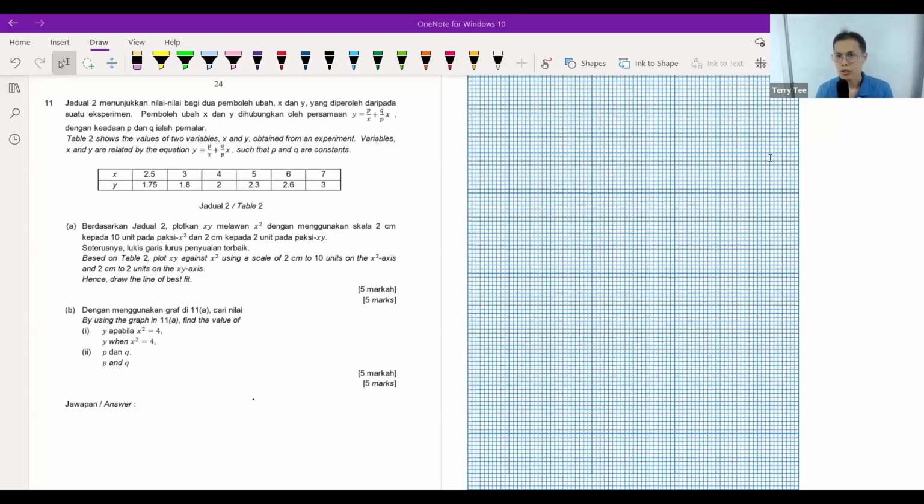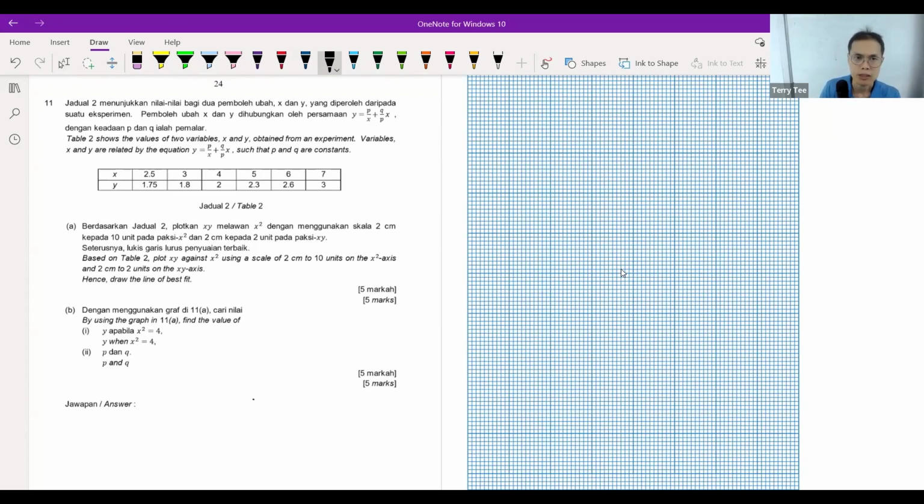Okay, we're going to move on to question number 11. This is from Form 4, Chapter 6, Linear Law. So you're given a table here that shows the values of variable x and y obtained from experiment. They are related by this equation given here. P and Q are constant. So based on the table here, we're supposed to plot xy against x squared, okay? And then draw the line of best fit.